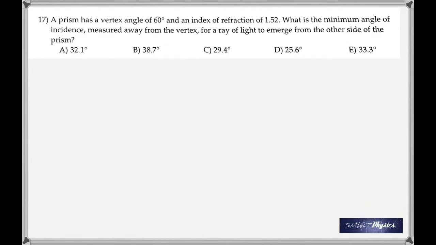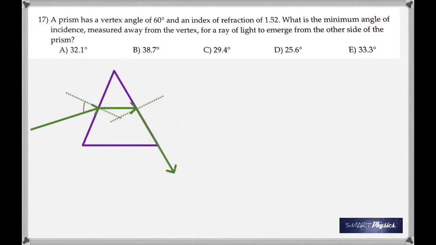In this question 17, a prism has a vertex angle of 60 degrees, refractive index 1.52. What is the minimum angle of incidence measured away from the vertex for a ray of light to emerge from the other side of the prism? So that's the prism here. Light just emerges because it talks of the minimum angle. So we're trying to find this angle.